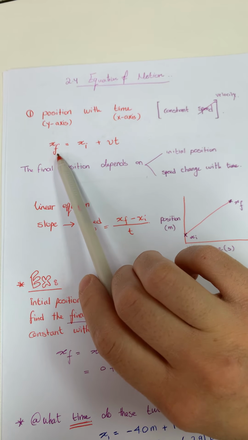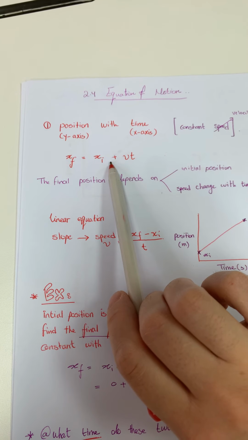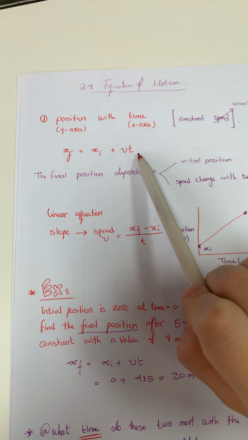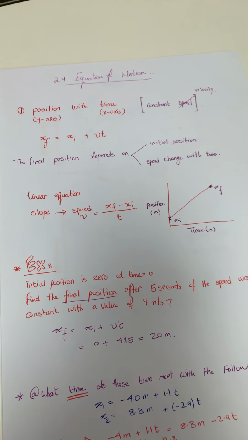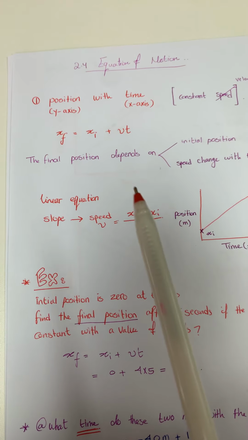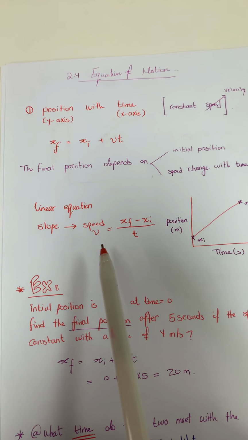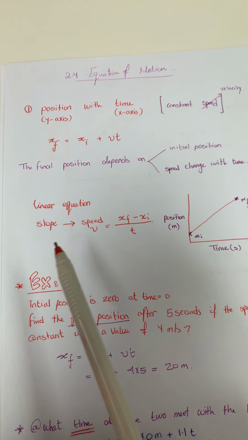X final is your final position. X initial is your initial position. V is the velocity or speed, and t is the time. The final position depends on your initial position and the speed with time. So within this equation, this will be a linear equation.